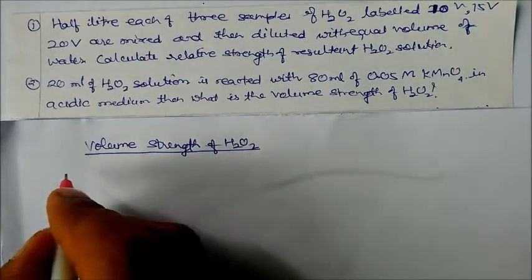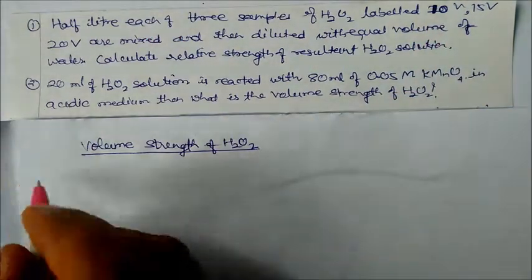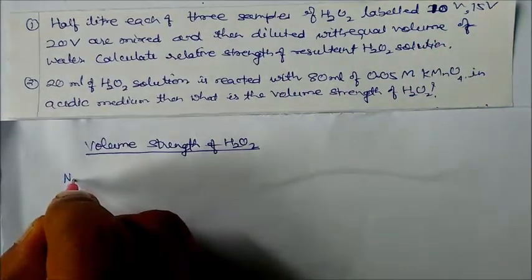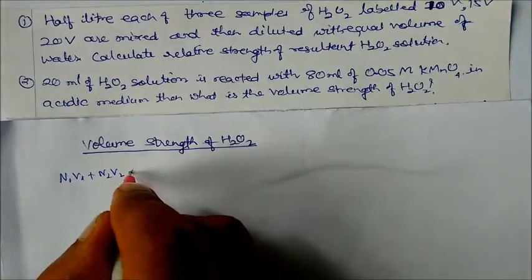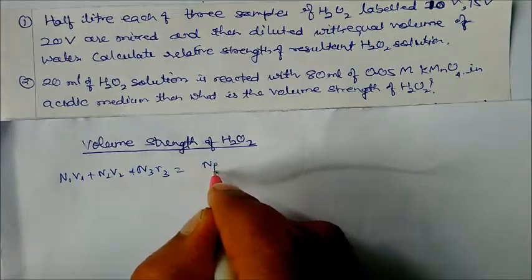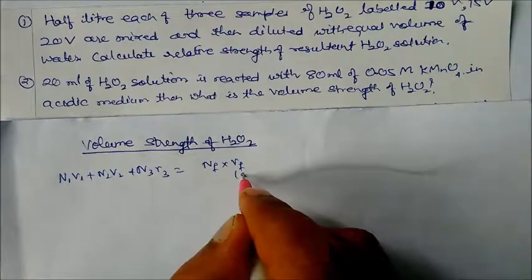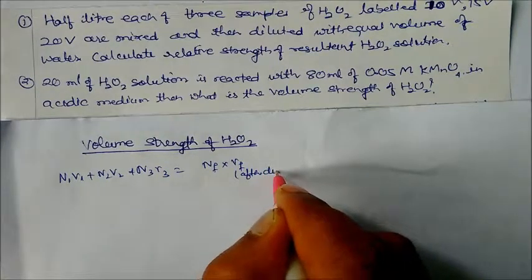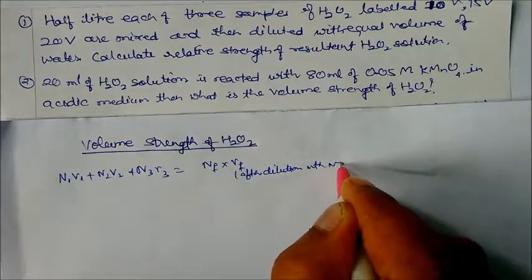The sum of the normality times volume of these 3 solutions will be equal to the normality times volume of the final solution. So N1V1 plus N2V2 plus N3V3 will be equal to N final into V final, where V final is the volume after dilution with water.